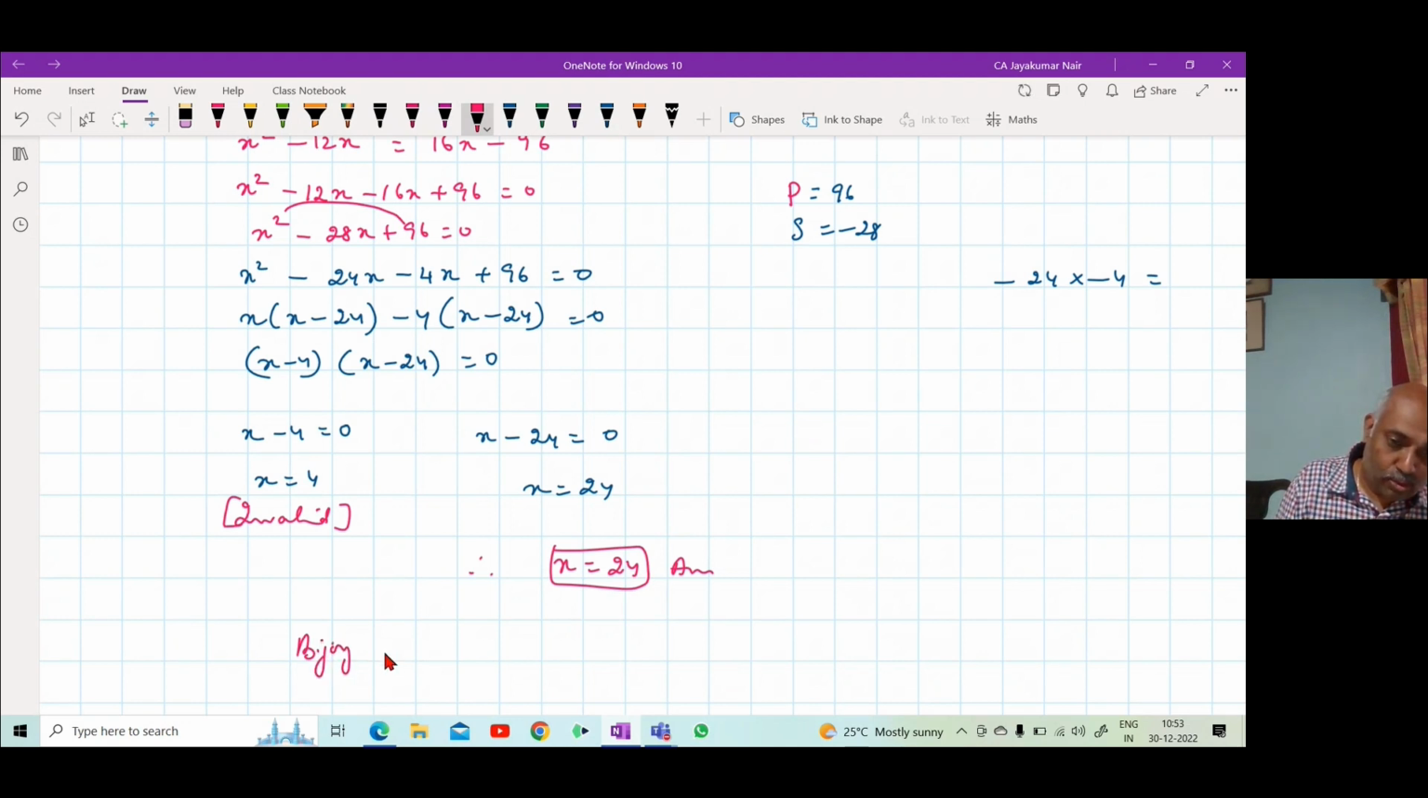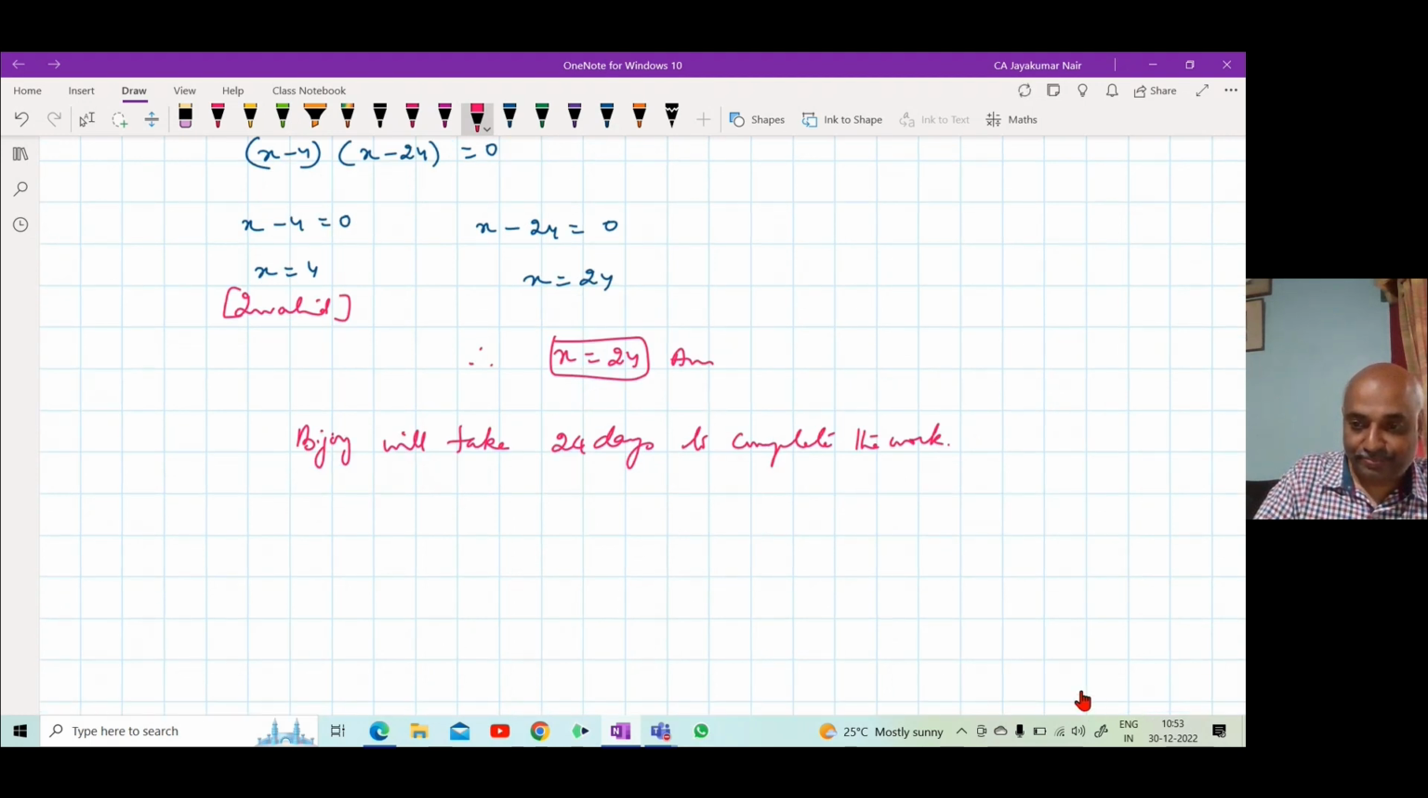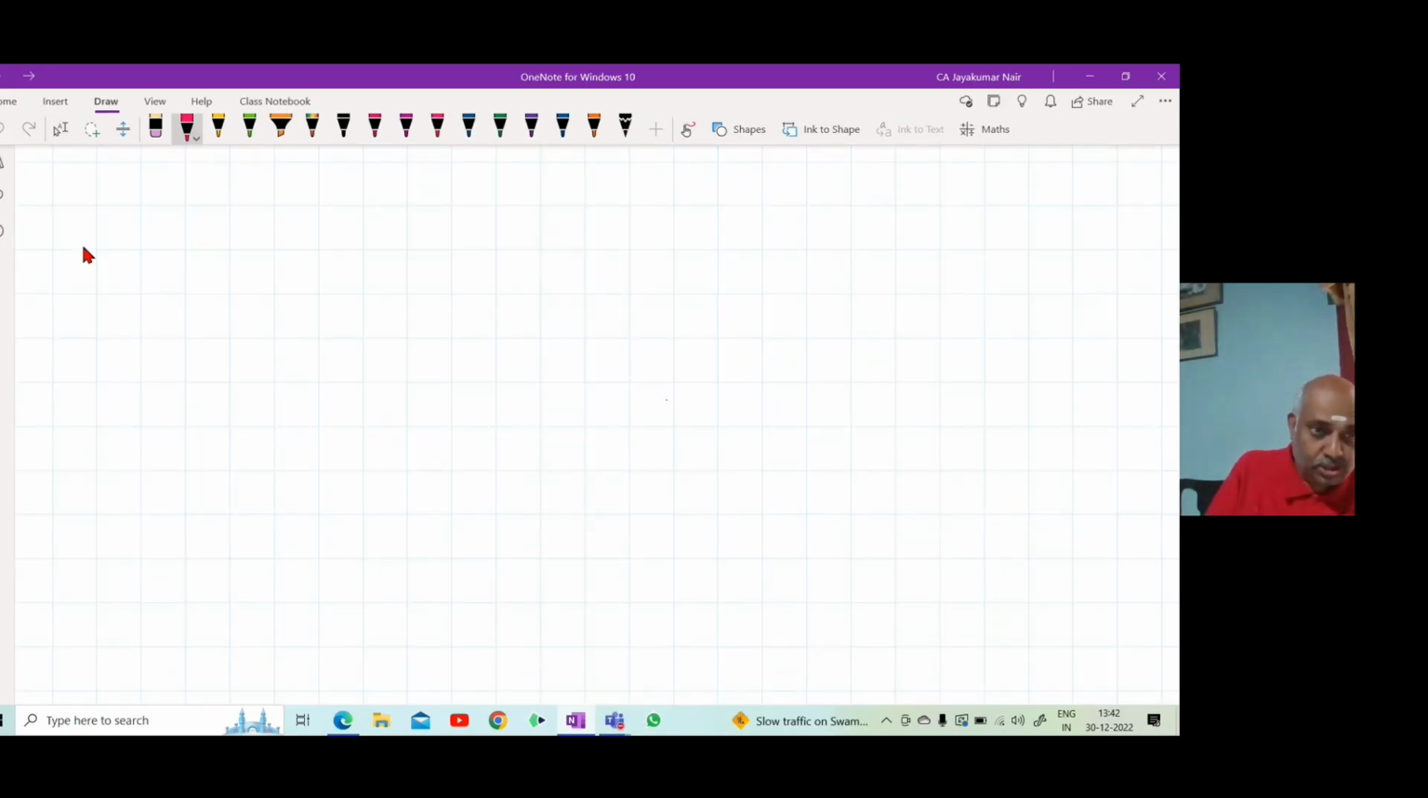Bijoy will take 24 days to complete the work, working all alone. So this is your answer. So the class interval is given to you. That's your wages.